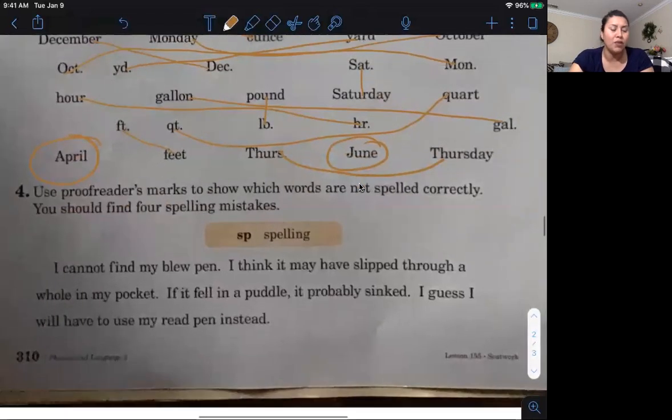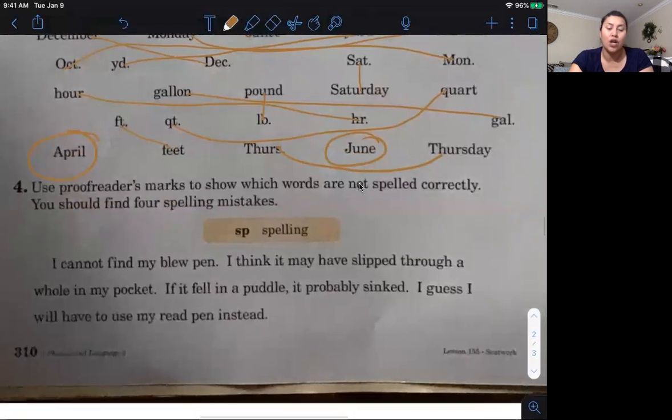All right, use proofreader marks to show which words are not spelled correctly. You should find 4 spelling mistakes. I'm going to underline that in red. You know, I always like to do that. 4 spelling mistakes so I don't forget and I know what I'm working towards, okay? So you're going to write SP whenever you find it.